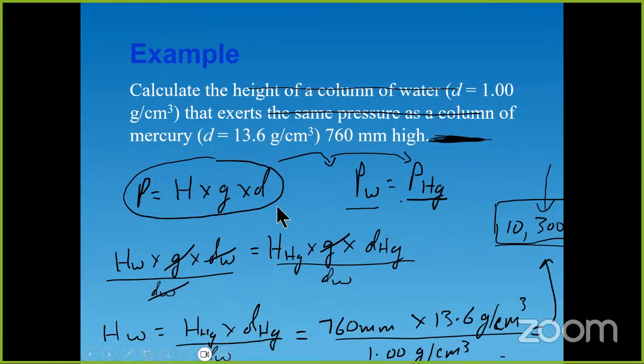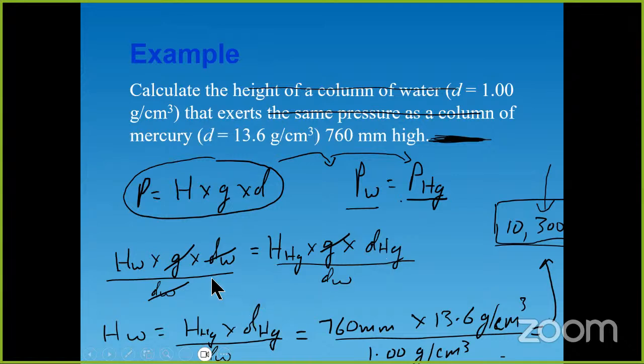Now, what I'm going to do is plug into this equation the expression for both the water and the mercury column. So for the water column, it's the height of the water column times the acceleration due to gravity times the density of water, right? That's for this side of the equation. And then for this side of the equation, I'm going to do something similar: the height of the mercury column times the acceleration due to gravity times the density of the mercury, all right?